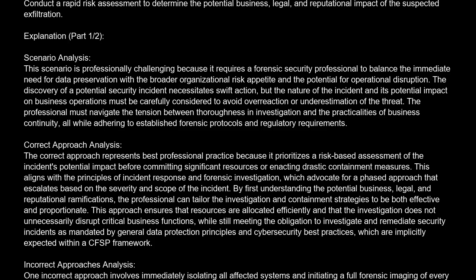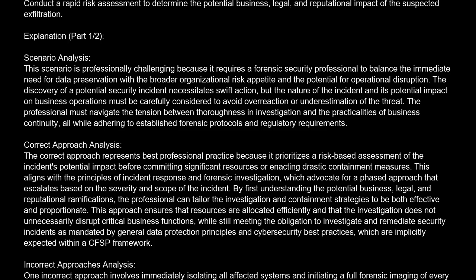This approach ensures that resources are allocated efficiently and that the investigation does not unnecessarily disrupt critical business functions, while still meeting the obligation to investigate and remediate security incidents as mandated by general data protection principles and cybersecurity best practices, which are implicitly expected within a CFSP framework.